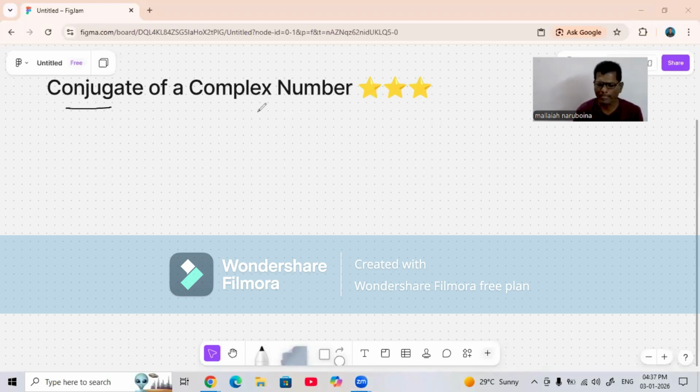Conjugate of a complex number. If z is a plus ib, then its conjugate is represented by z bar, that is equal to a, and in the place of plus write minus ib. So a minus ib is the conjugate of a plus ib. Conjugate of a minus ib is a plus ib.